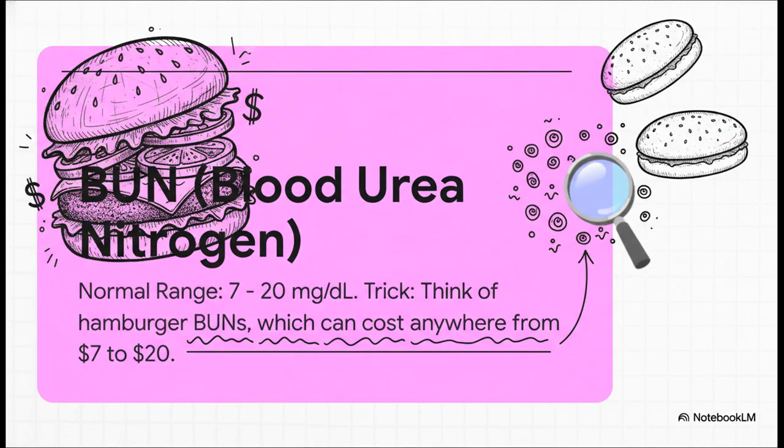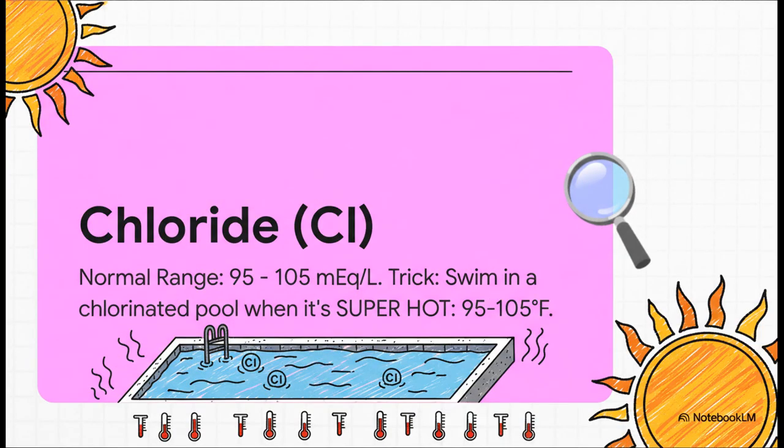Okay, let's talk about BUN. That's blood urea nitrogen. The range is 7 to 20. The memory trick for this is perfect. Just think about going out for a burger. A hamburger bun, depending on where you go, could easily cost you anywhere from $7 to like a fancy $20 burger. Hamburger bun, $7 to $20.